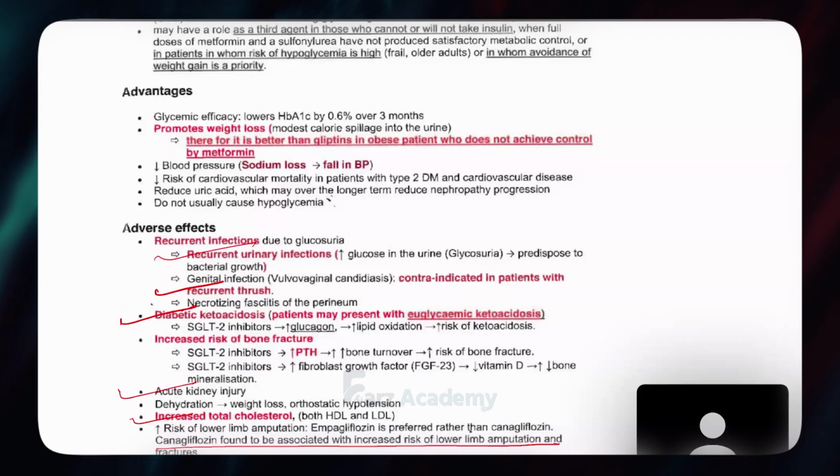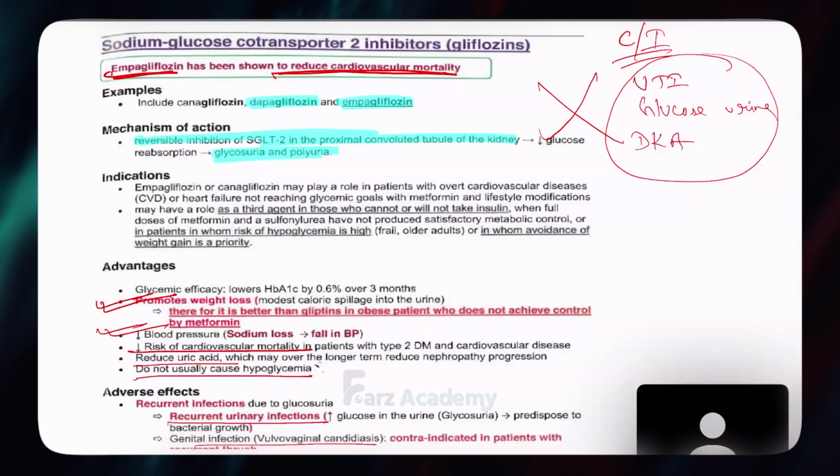So this is the problem with canagliflozin, which increases the risk of lower limb amputations and fractures. That is why empagliflozin or dapagliflozin, DAPA, are the more commonly used drugs in my day-to-day practice. Very good agent, but you need to ensure that the patient does not have AKI, is not dehydrated, and does not have any infections, no UTI, no thrush. These are the 4 or 5 contraindications of using it. It is also a very good drug for heart failure.